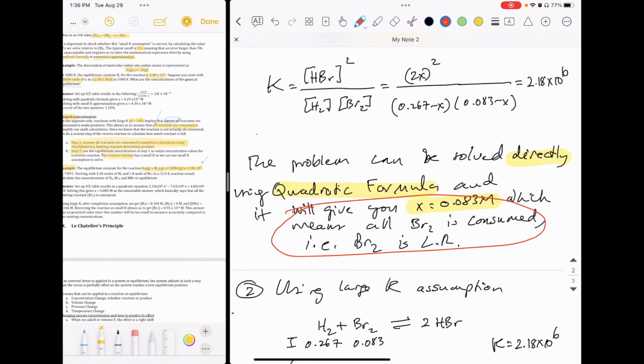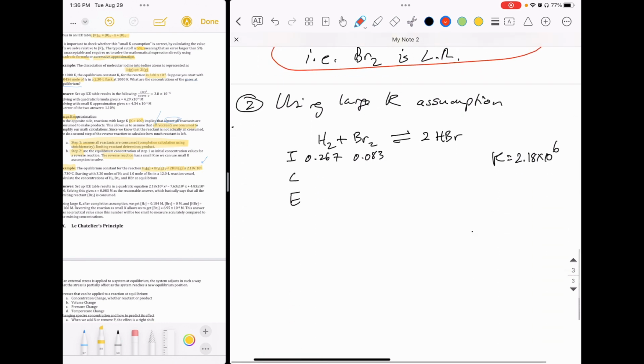So now we're going to go to the second method, which is our large K assumption. So this is a new part, right? So I'm going to walk you through it. We start with our initial concentration, and then this is what we're going to do. We're going to assume that one of these is a limiting reactant. Now, the reactants both have coefficient of 1, so to figure out the limiting reactant, all we need to do is figure out which one is the smaller one, because that's the one that's going to go away completely. It's pretty clear that the smaller one is Br2. So I'm going to just say all Br2 is going to go away.